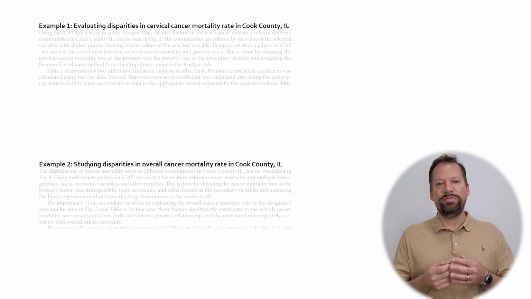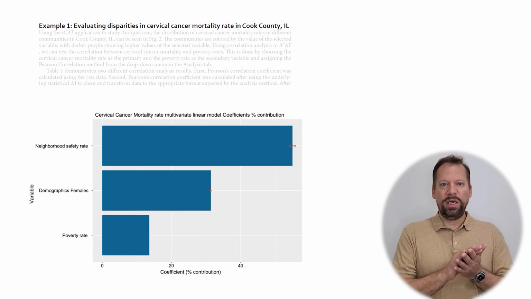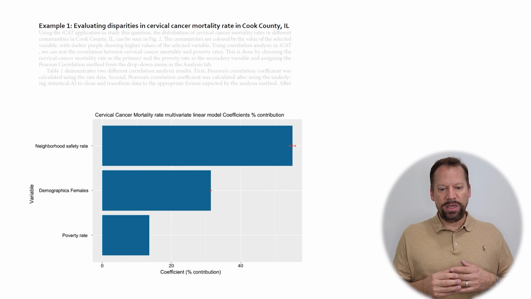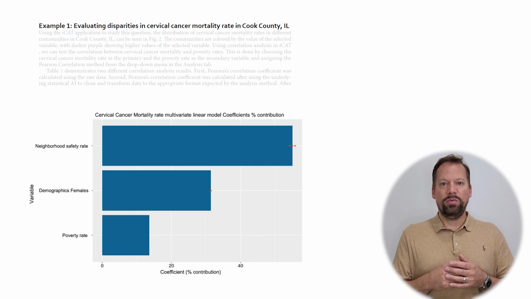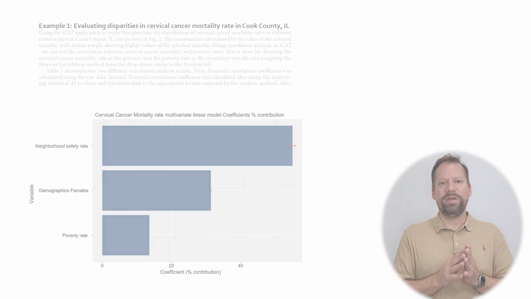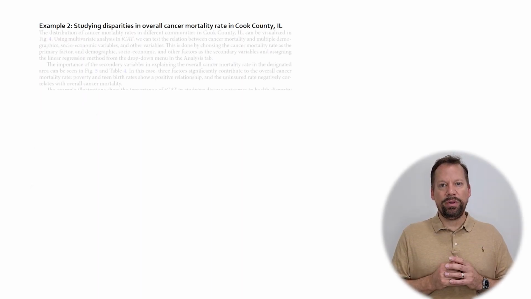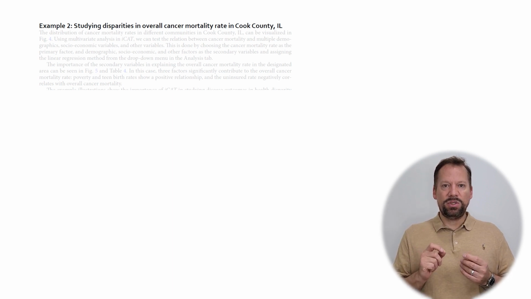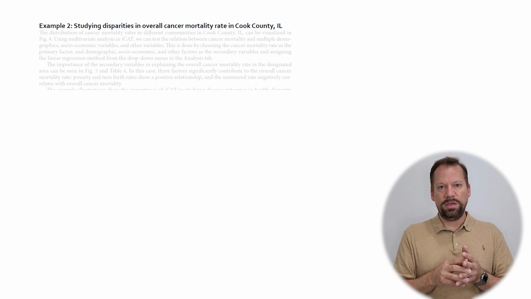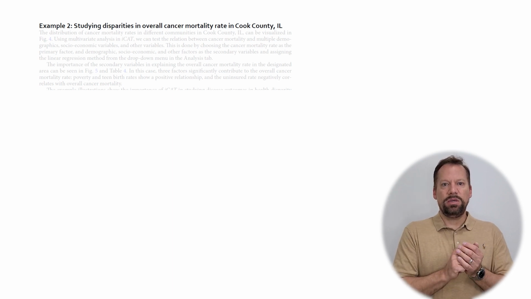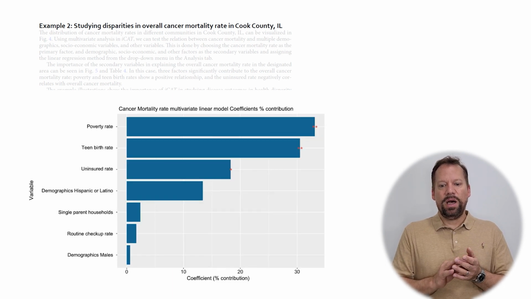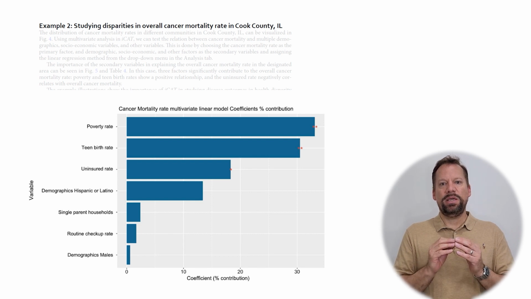Their first case study focused on the cervical cancer mortality rate. In this case study, they found that the neighborhood safety rate, a measure in their data for neighborhood safety, was the most critical factor affecting the mortality rates, and the somewhat distant second most critical factor in the data was a measure of female demographics. In their second case study, they focused on the overall cancer mortality rate, and they found using machine learning linear regression, with multivariate analysis, that the most important factor was poverty rate, and a close second factor is the teen birth rate.